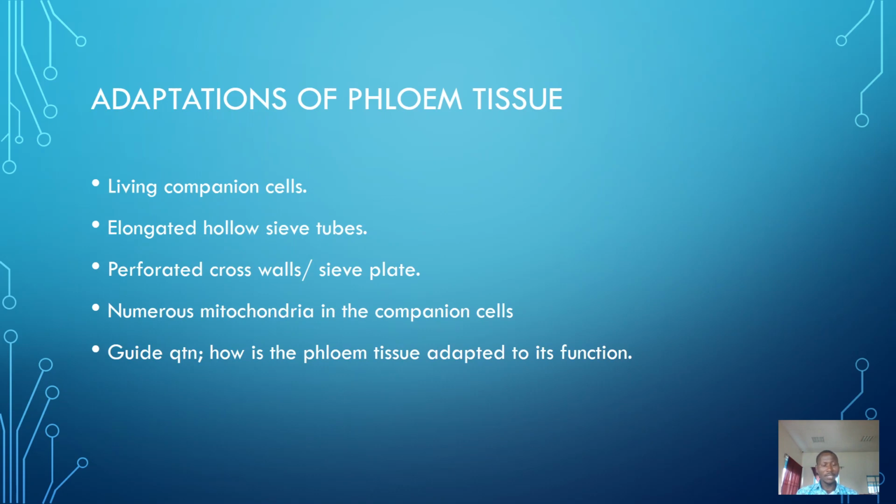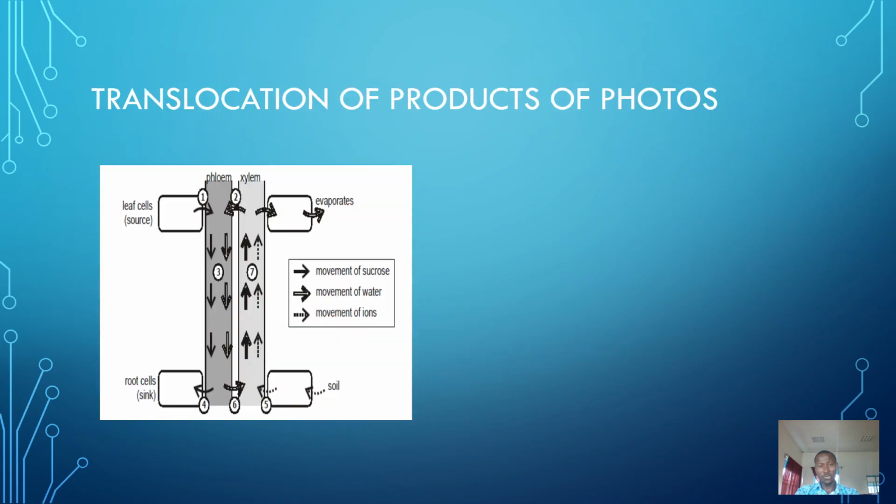tubes. Then we have a guiding question here. How is the phloem tissue adapted to its function? Please attempt this question. Then, how does the translocation of manufactured food occur? The products of photosynthesis are made in the region which in this case we are going to call the source. For example, the plant leaves are manufacturing food, therefore they qualify to be called the source of food.